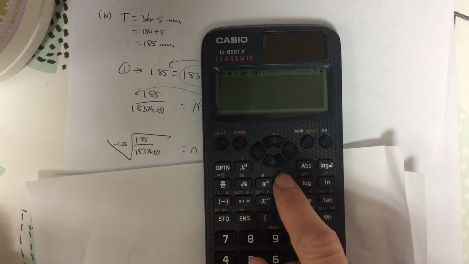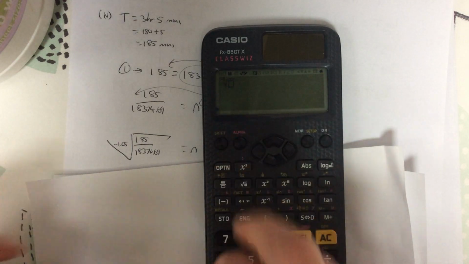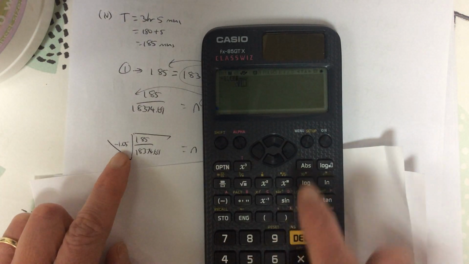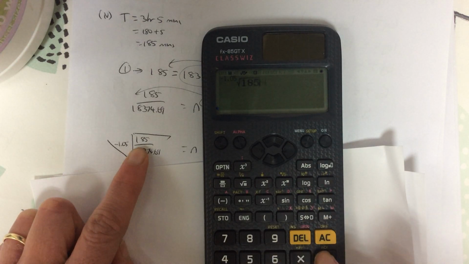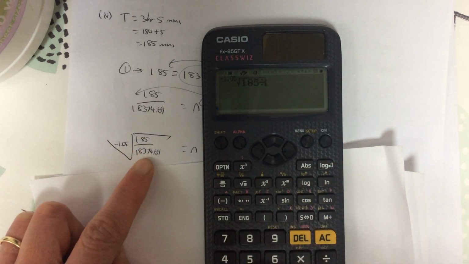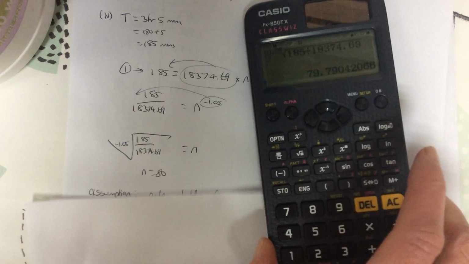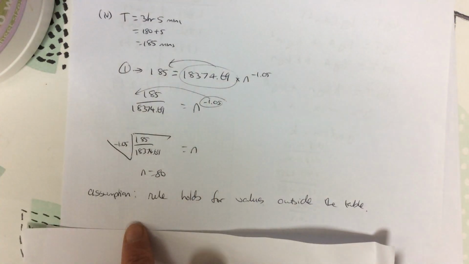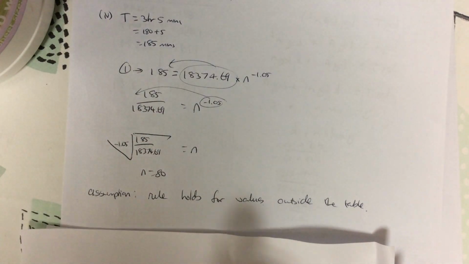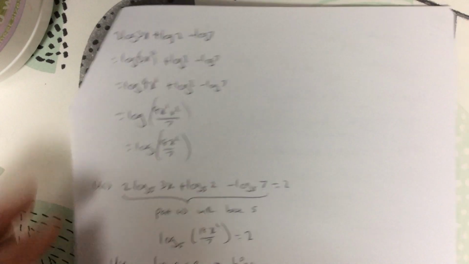So shift, root, make sure you press the minus because the wee cursor's flashing up there for the root. 1.05, move across, 185 divided by, just check it's all within the root sign, 18374.69. If you press equals, you get that rounds to 80. And the assumption is always the same. The rule holds for outside the values of the table. So that's your wee log graph one.